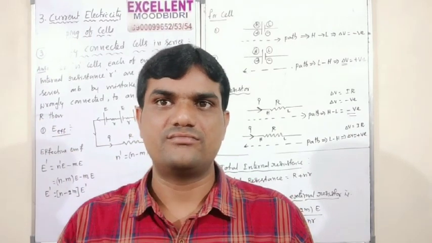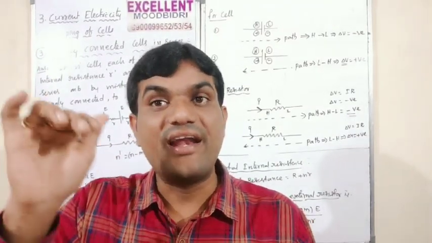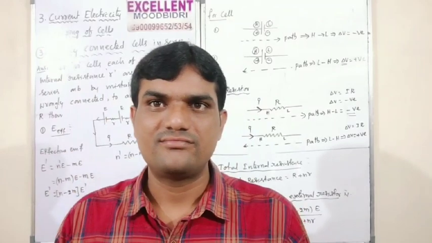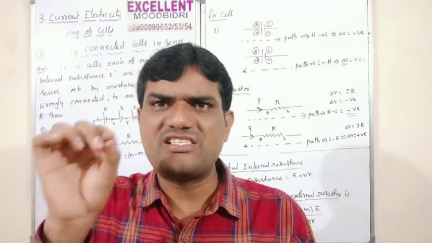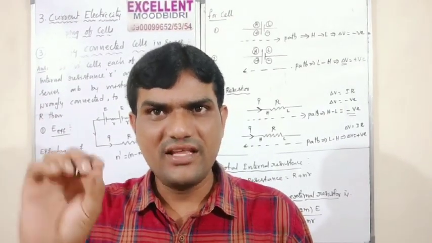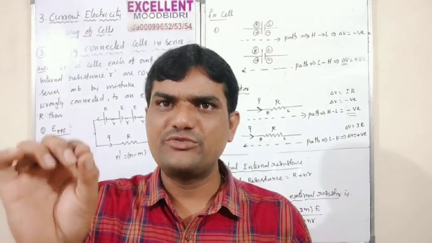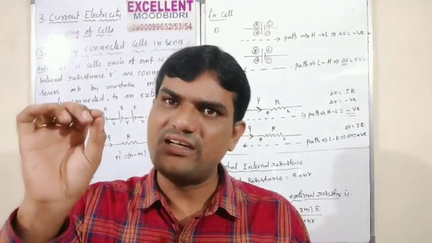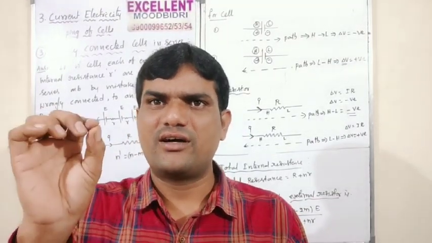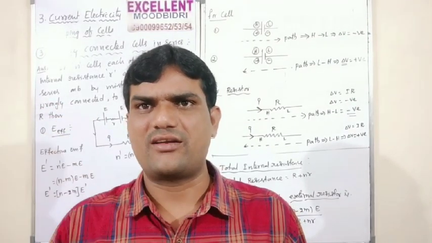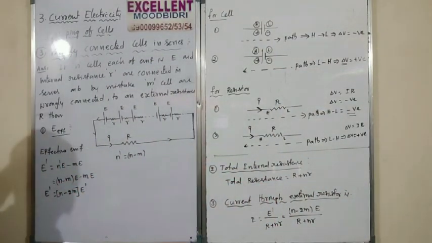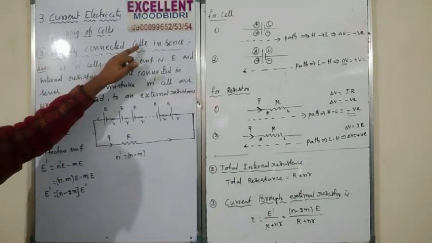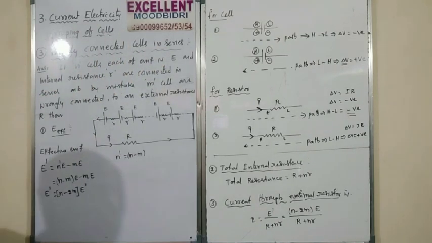M cells are connected in opposing order. The polarity is changed, as well as one external resistor is also connected there. In that case, what is the effective EMF as well as total resistance, and the current through the resistor is equal to how much? Like that, one question we are having. See that, what is that? Wrongly connected cells in series.